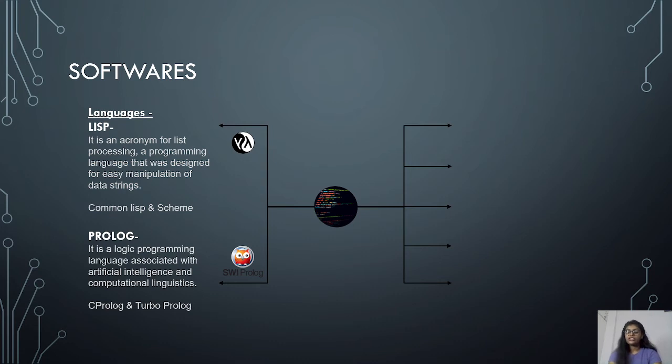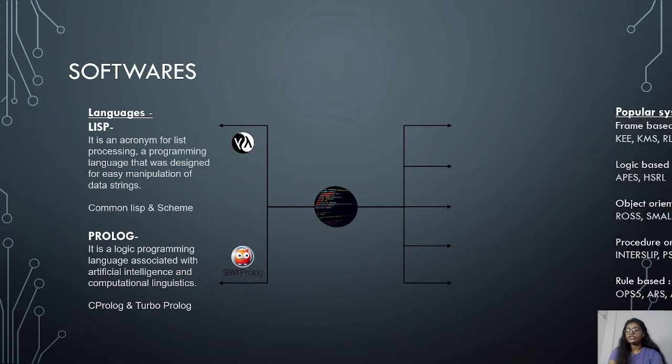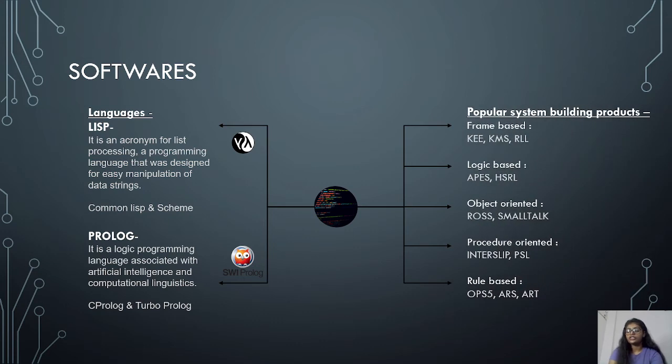Over the years, these languages have been updated and improved, and many newer implementations have been created, like Common Lisp and Scheme for Lisp, and C Prolog, Turbo Prolog, and SWI Prolog for Prolog. These languages have also been replaced by other programming languages like C++, Python, Java, Haskell, etc. Some popular system building products and toolkits that are built from these languages include KEE, KMS for frame-based, and others for logic-based, object-oriented, procedure-oriented, and rule-based languages.